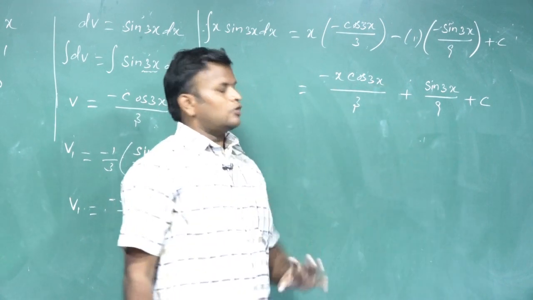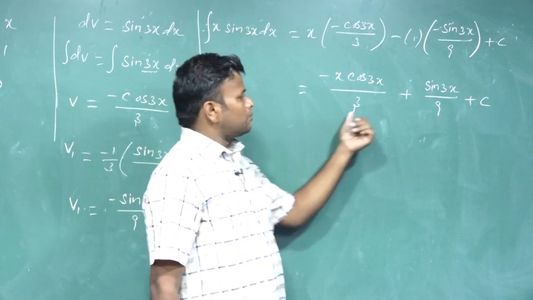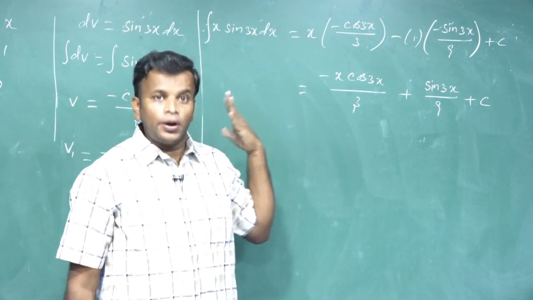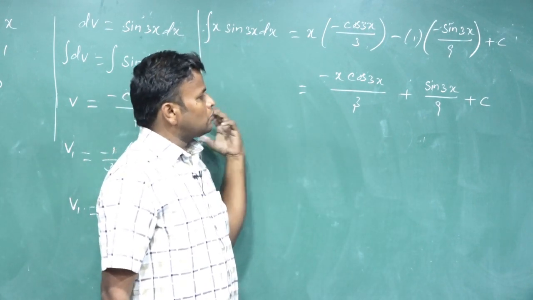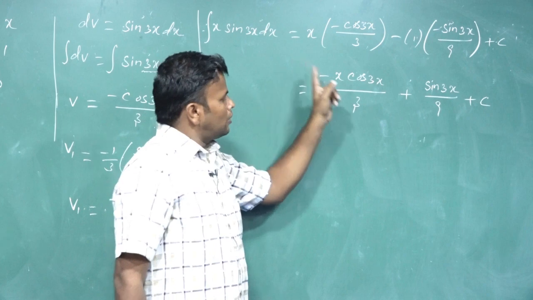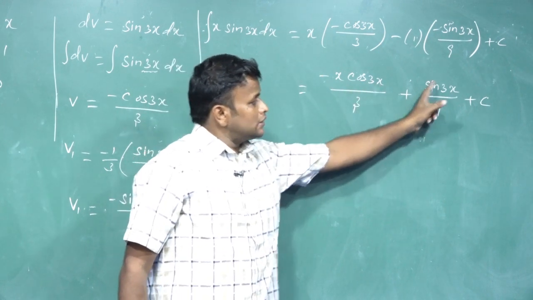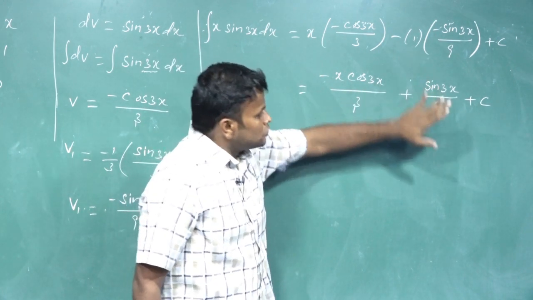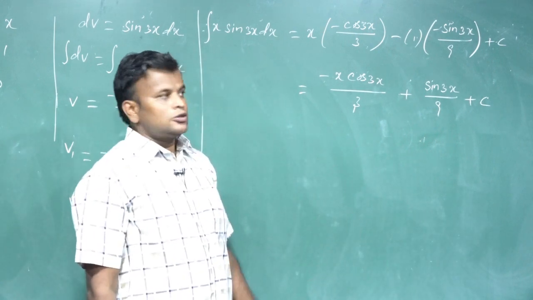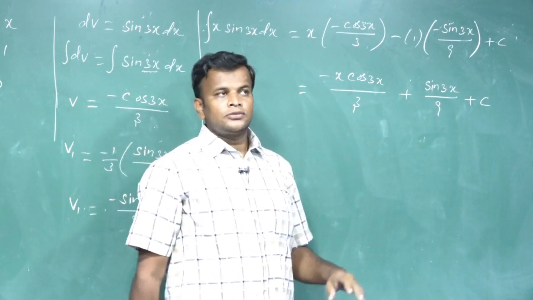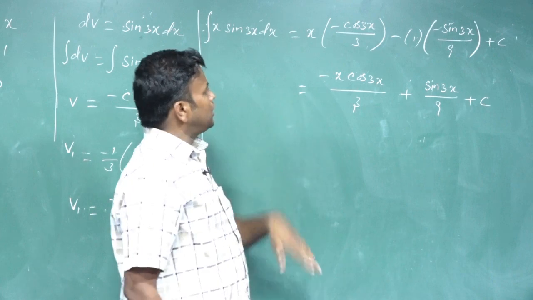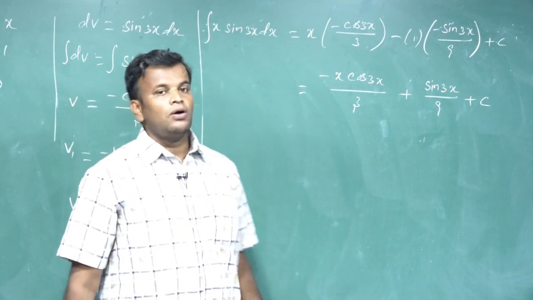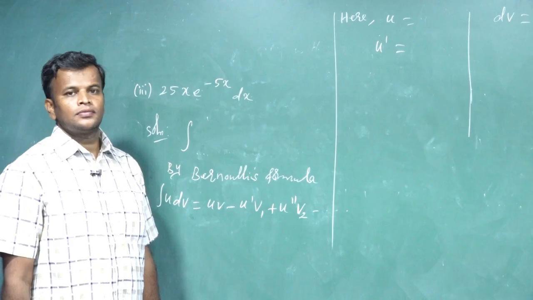The simplification is enough. Suppose, sir, common 3 is there, we will take outside 1 by 3. Then the remaining answer is minus x cos 3x plus sin 3x by 3. So that also has a denominator, so no need to take it outside. If any one term is common, we can take it outside. So this is the integration value of the second one.